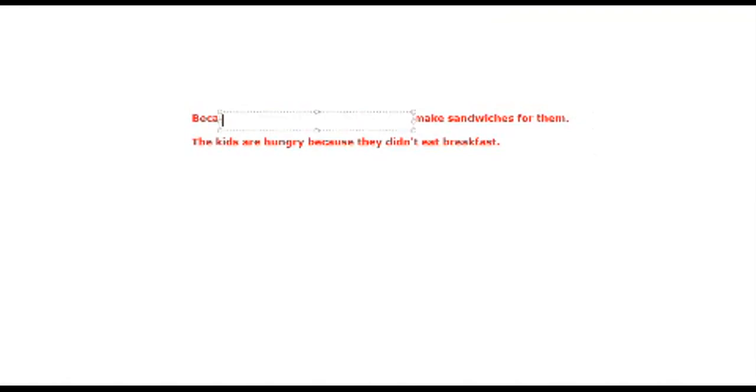This one here, if I can get rid of this thing. Go away. There we go. This first one is reason, result, right? And this one is result, reason, right? So they're a little bit different.